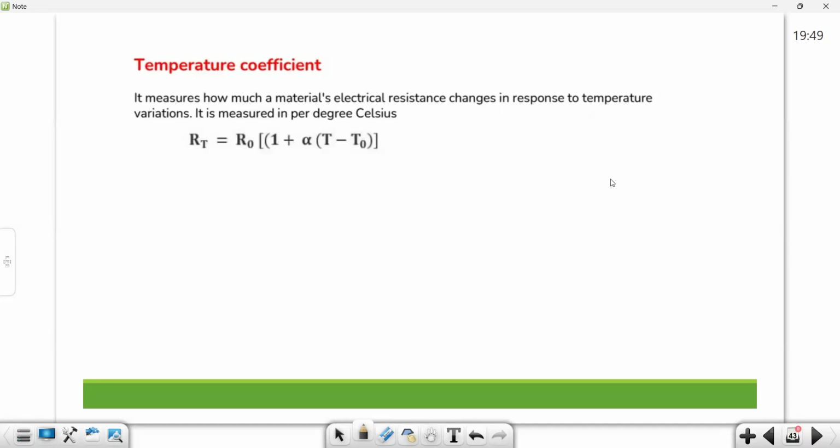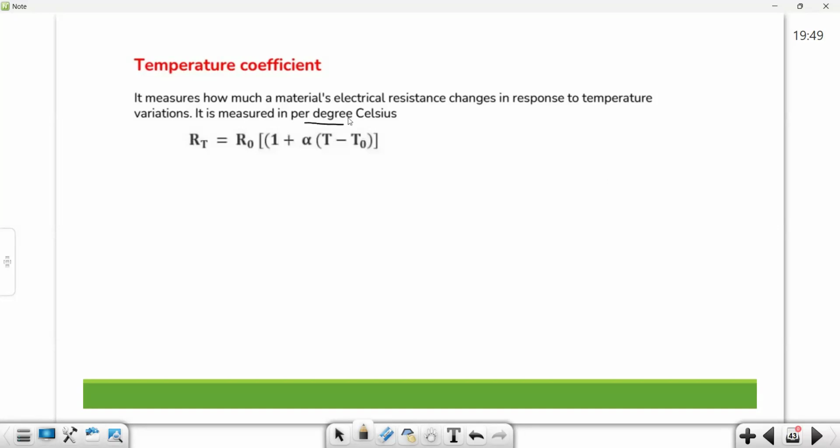What is temperature coefficient? It measures how much a material's electrical resistance changes because of temperature variations. If temperature is varying, how the resistance is varying, that we will know by the temperature coefficient. How much it is varying is measured by the temperature coefficient. So it is measured in per degree Celsius.